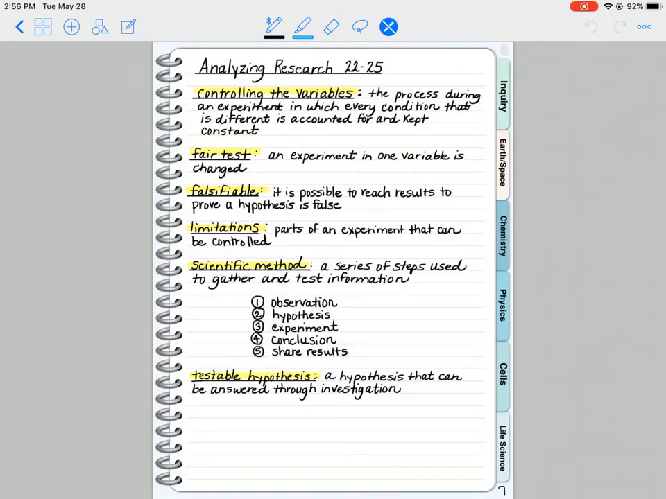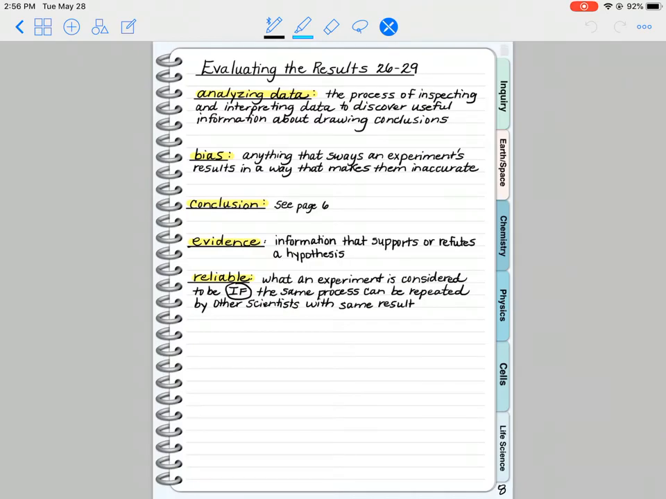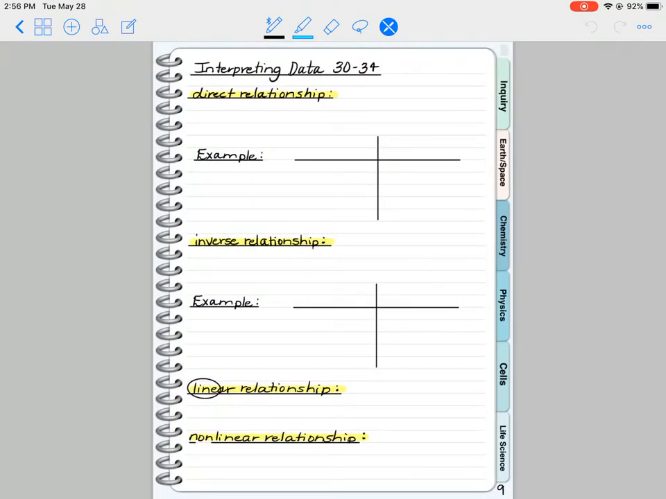We did analyzing research, evaluating the results, and now we're up to looking at some relationships between data. So we're going to be drawing some graphs on this one and looking at some mathematical concepts as well. So this particular lesson may help you on your math test as much as the science. If you want more information in the textbook, pages 30 to 34 will give you a very good practice set for these concepts.